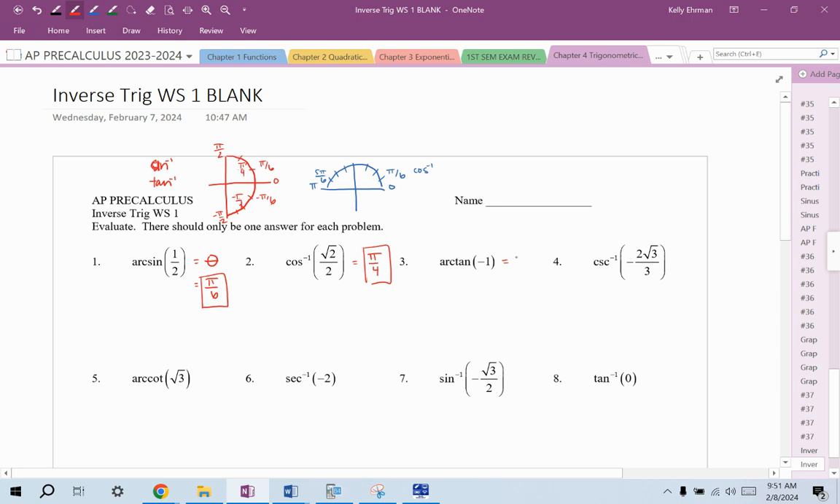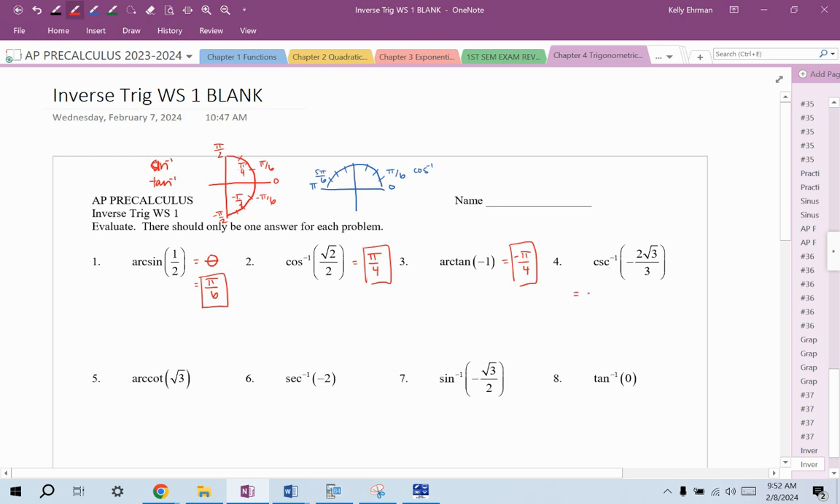Here's a good pattern to notice. Anytime it's arc sine or arc tangent of a negative, we should be getting a negative angle as our answer, because we would have to be down in quadrant 4. If arc cosine is negative, we're not going to get a negative angle, but we are going to get a quadrant 2 angle.